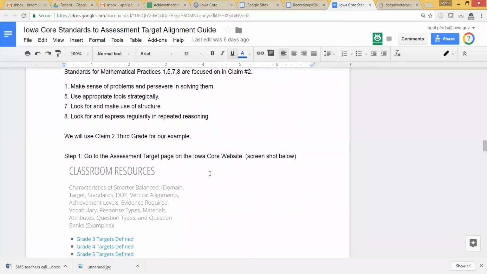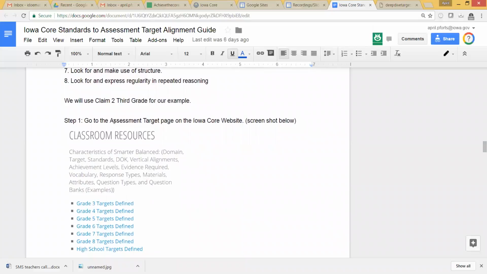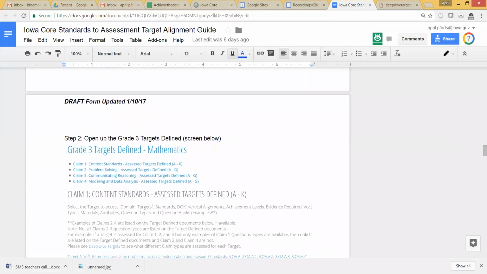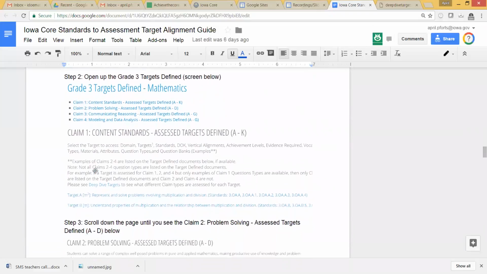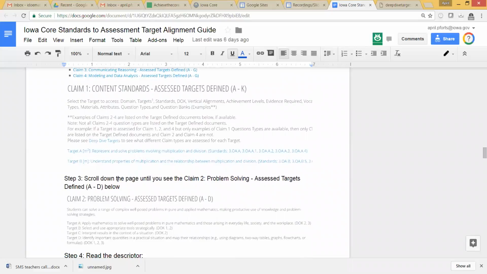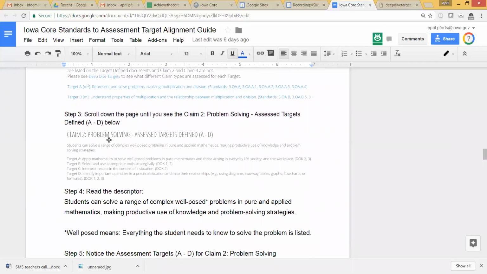So again, if you've watched my webinars, you know I like to take everything through the 3rd grade. So in order to get to this problem solving information for Claim 2, we would go to the assessment target page on the Iowa Core website, and I give you a screenshot. And then you would open up the grade 3 targets defined, right where we found the Claim 1 last month for those content targets. And then it would look like this. And it says scroll down the page until you see Claim 2, problem solving, assessed targets A through D. And so it's going to look like this.